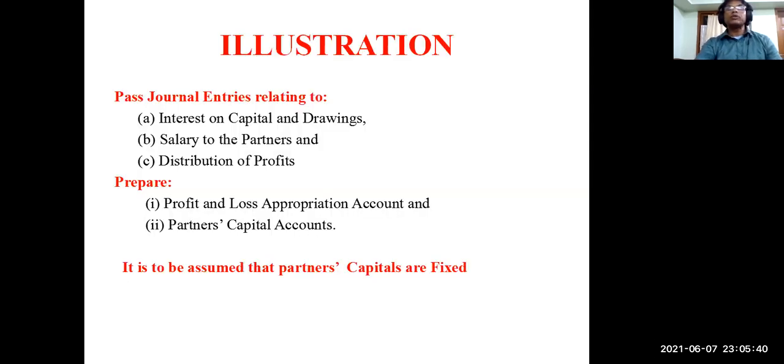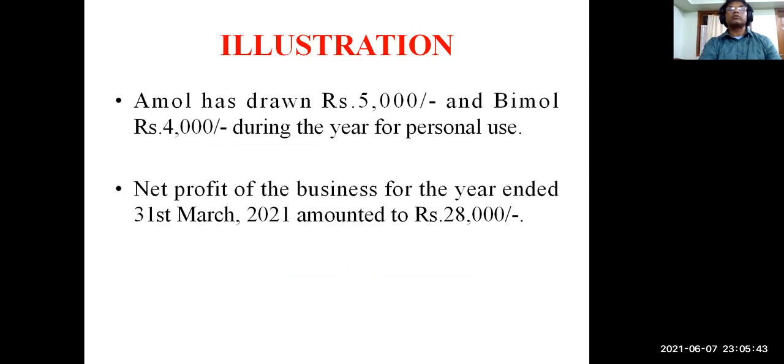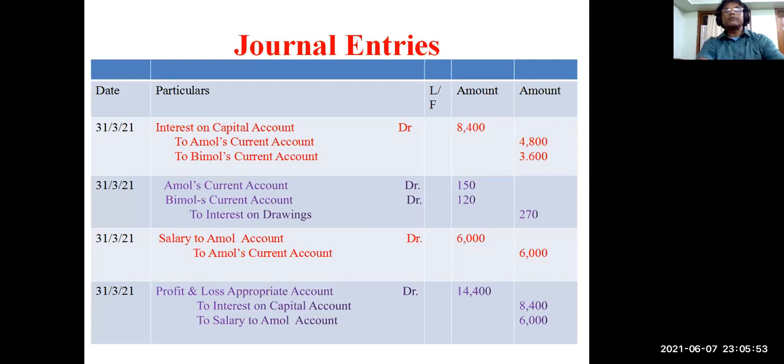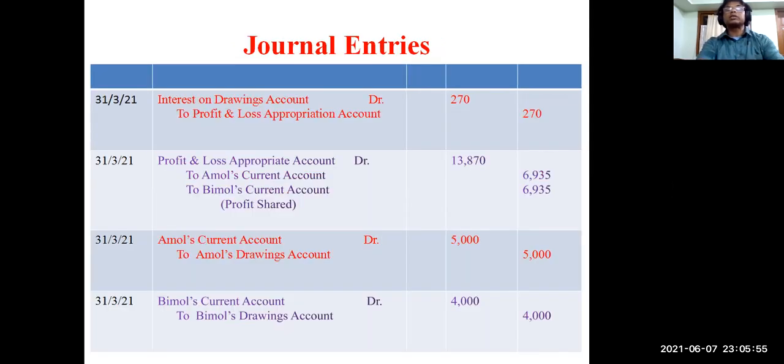Remember, in the question, actually profit was given as 28,000. Net profit for the year ended 31st March 2020 was 28,000. So this is the credit side, and 14,400 is the debit side and 270 on the credit side. The difference between debit and credit is 13,870, and this is profit. This profit will be shared by the partners.